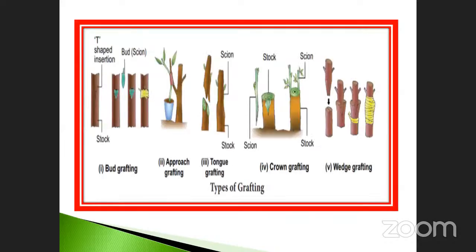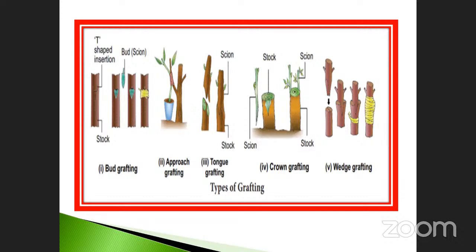Bud grafting: here a bud is placed into the stock. You have to make a small cut and the bud is inserted. As a result, root formation takes place. Another one is called approach grafting. These are two plants. One is a tree-like structure, another is a pot-like structure. Both are grafted together.